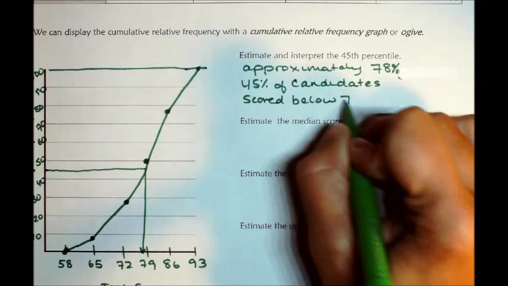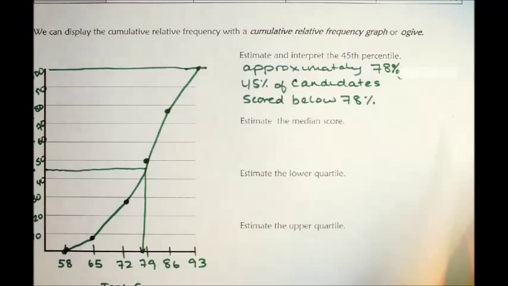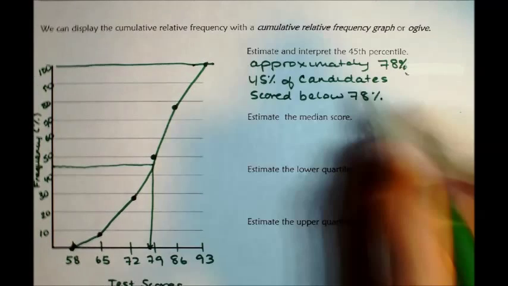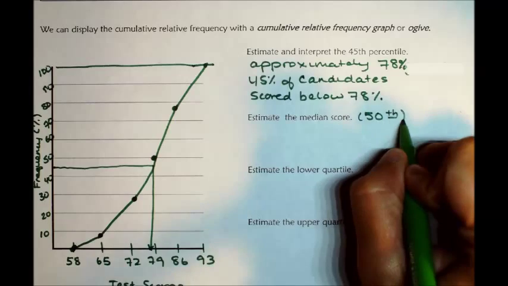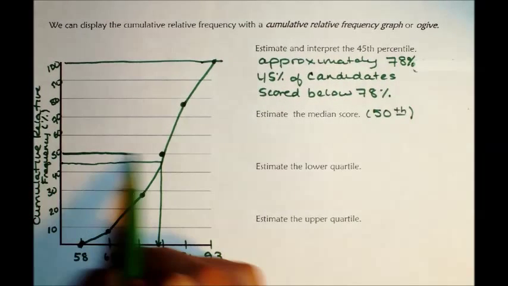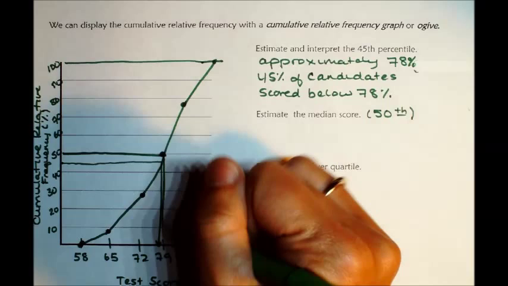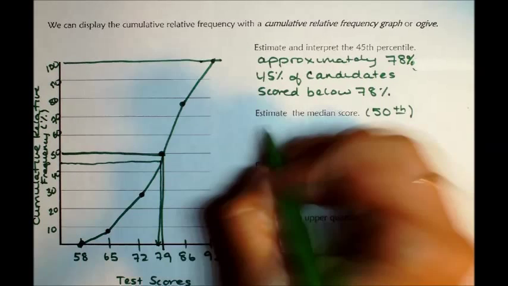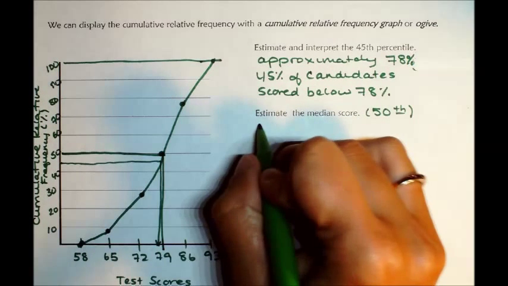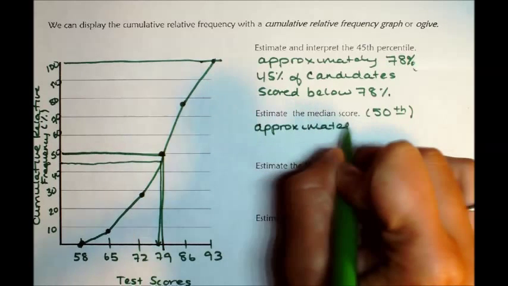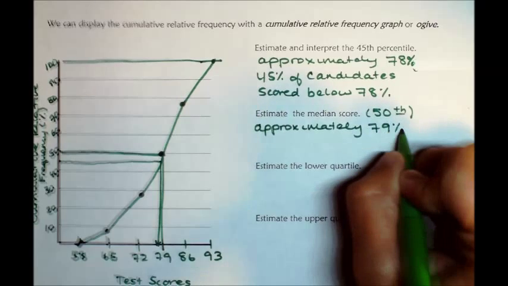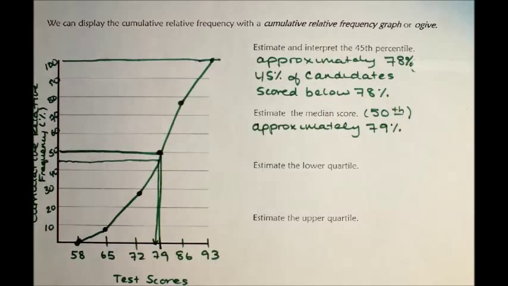We can use this to estimate the median. So we know that the median is the 50th percentile. Go over to the graph. The 50th percentile we know is going to be 79. This means that approximately 50% of candidates scored below 79%.